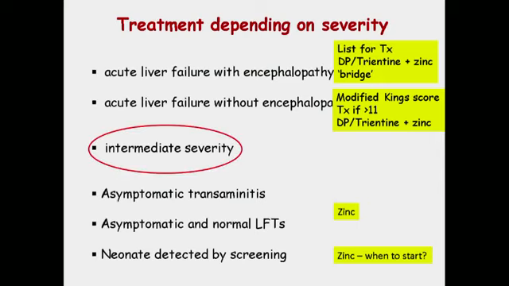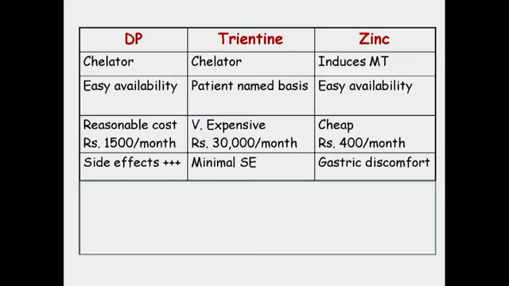When you have the chronic liver disease situation of intermediate severity, that's where the problem is, whether you would like to start on penicillamine, whether you want to start on trientine, or whether you want to start on zinc. And I'm not going to go into the details because this is really a take-home message. So we know that there are chelators over here and zinc on the other side. We also know the difference in the costs. We also know the difference in the side effects.